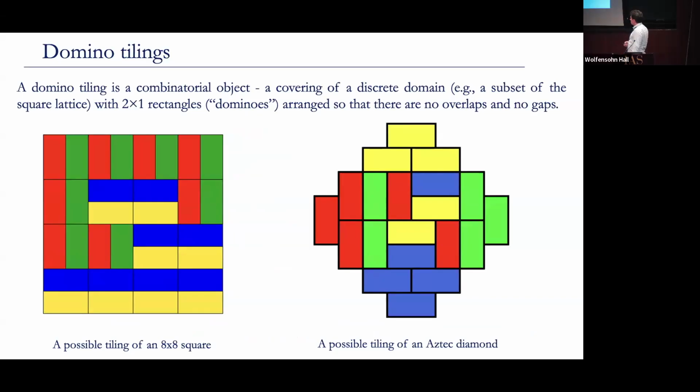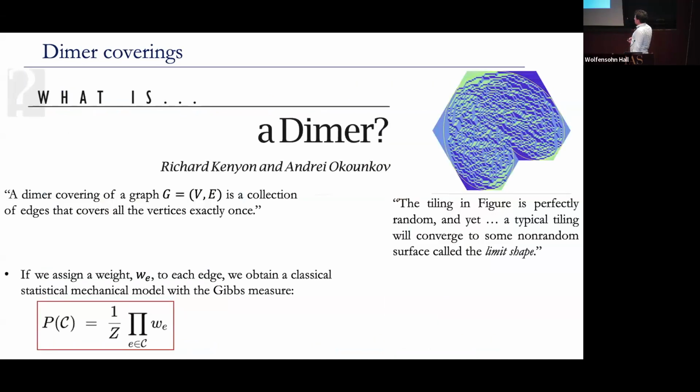And actually, if you put additional constraints on these tilings, these problems become very complicated very quickly, to the point of becoming NP complete, et cetera, whether a domino tiling even exists. And very closely related to domino tilings are dimer coverings. This is a kind of playful title of a paper by Richard Kenyon and Andrei Okounkov, which discusses dimer coverings, which is a graph composed of vertices and edges. And a dimer covering covers all vertices exactly once.